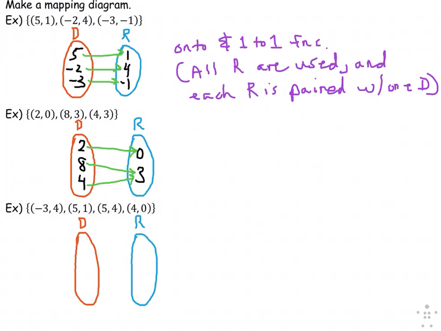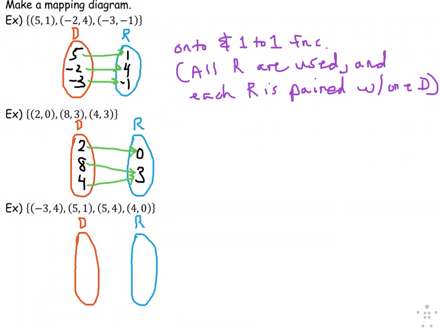So in this case, this is an onto function, but not a one-to-one function. It's onto because, again, all range values are used. There's no value over here without an arrow pointing to it from the domain. But it's not a one-to-one function because the 3 has more than one domain value pointing to it.